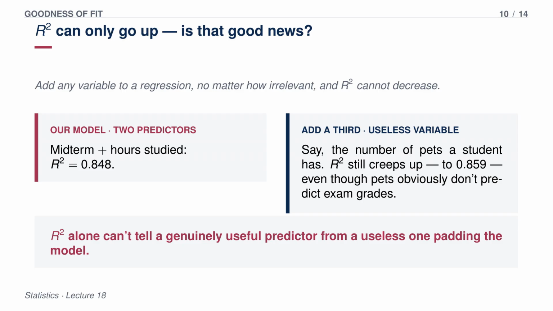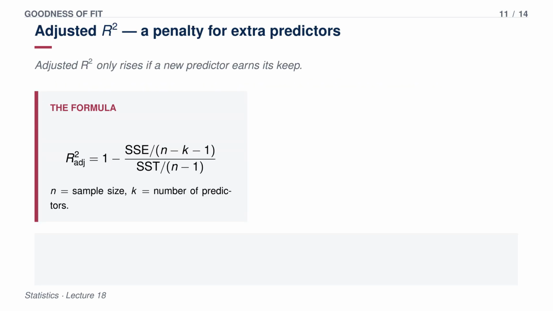Which means R squared by itself can never tell you a genuinely useful predictor from a useless one padding the model. So statisticians built a version that pushes back, adjusted R squared. 1 minus SSE over n minus k minus 1, all over SST over n minus 1. It divides by the leftover degrees of freedom, so adding a useless predictor actually costs you something now.